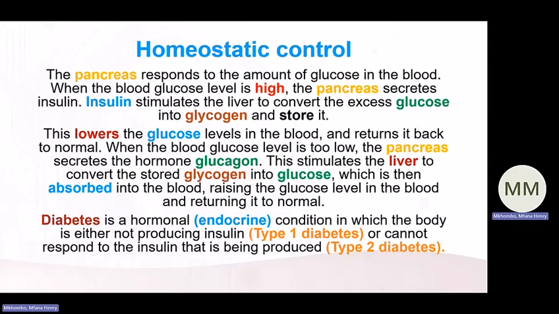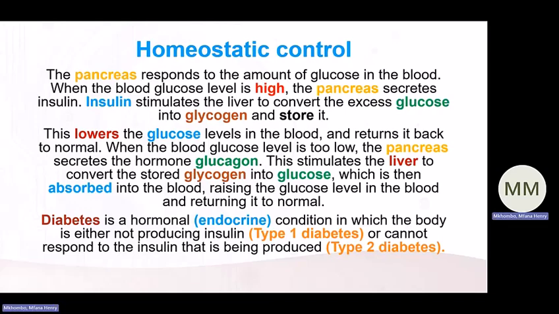When the blood glucose level, however, is too low, the pancreas again secretes the hormone which is antagonistic to that of insulin, which is known as glucagon. This stimulates the liver to convert the stored glycogen into glucose, which is then absorbed into the bloodstream, again raising the glucose level in the blood and returning it back to normal. So these processes work hand in hand in order to maintain glucose homeostasis.